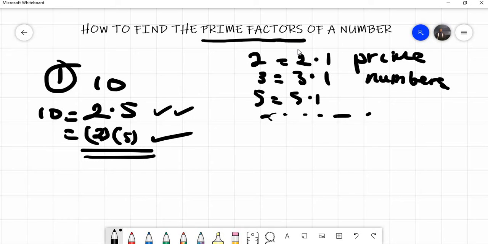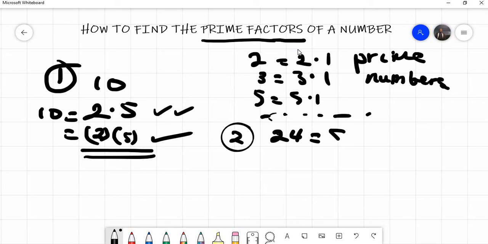Our second example says we're given 24. What are the prime factors? We know 24 can be 24 times 1, 12 times 2, 6 times 4, and 8 times 3. What we must do is break everything into prime numbers. So 8 times 3, we're going to go with that one.